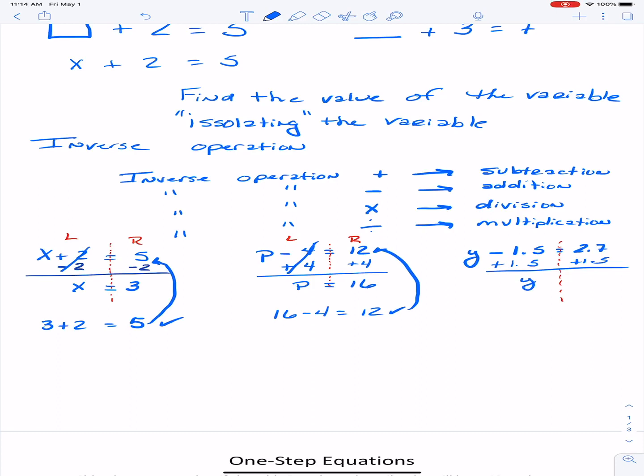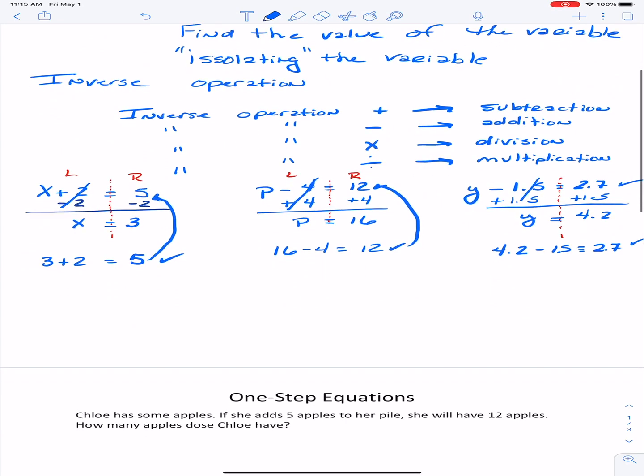So 1.5 minus 1.5 gives me 0. And I can add these up, and that's going to give me 4.2. So y equals 4.2. I can check my work: 4.2 minus 1.5 equals 2.7. So I got it right. Okay?